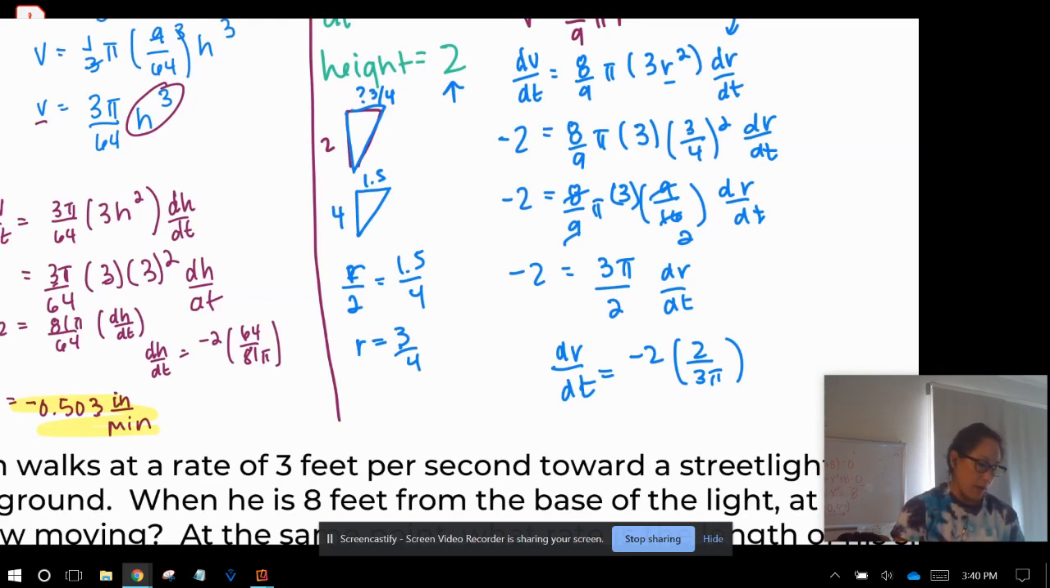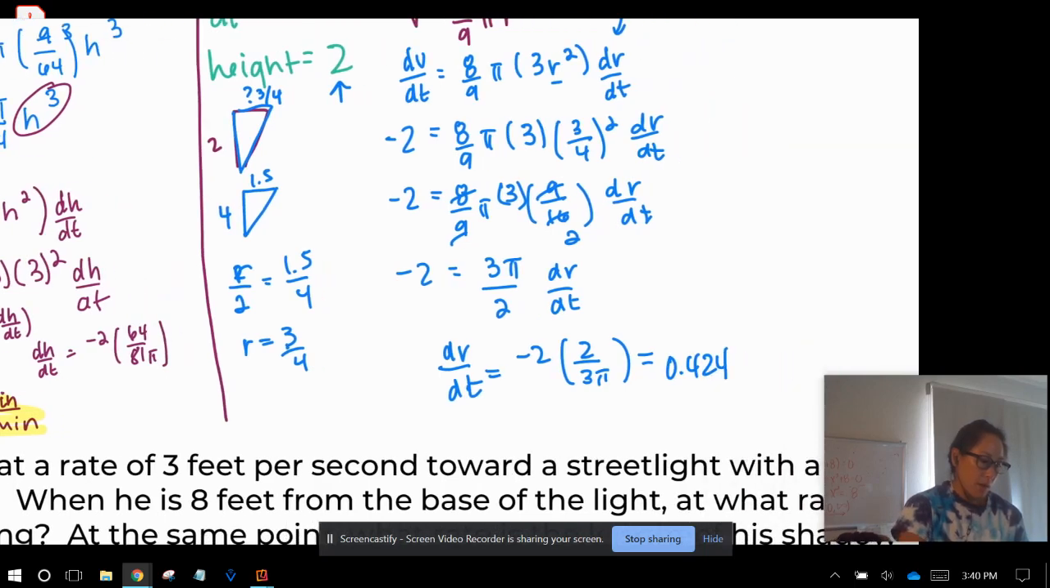Nope, that's right. Okay. So I got 4 over... Okay, so I get 0.424. And then our units are inches per minute. And it's negative. So the radius is shrinking at a rate of 0.424 inches per minute.